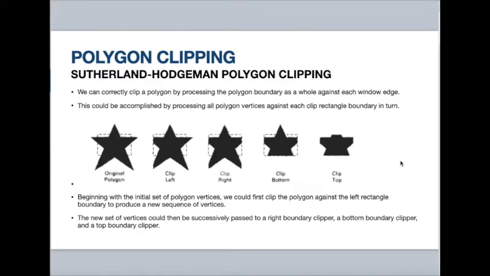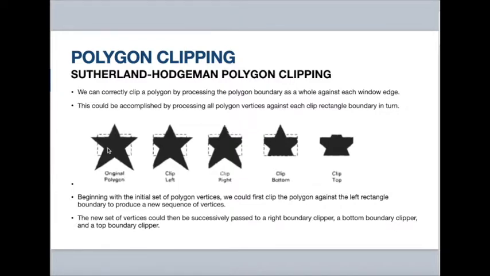In the Sutherland-Hodgman polygon clipping algorithm, we can correctly clip a polygon by processing the polygon boundary as a whole against each window edge, that is, each clipping window edge. This could be accomplished by processing all polygon vertices against each clip rectangle boundary in turn. The figure shows how it is done. You have a polygon here, shaped like a star.